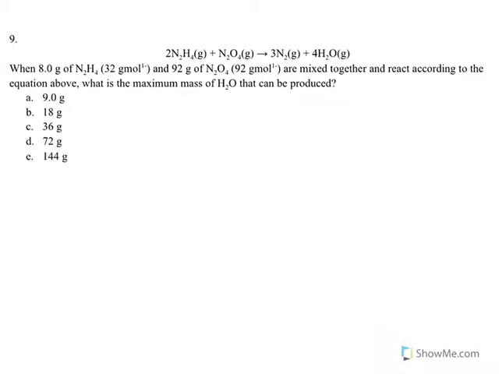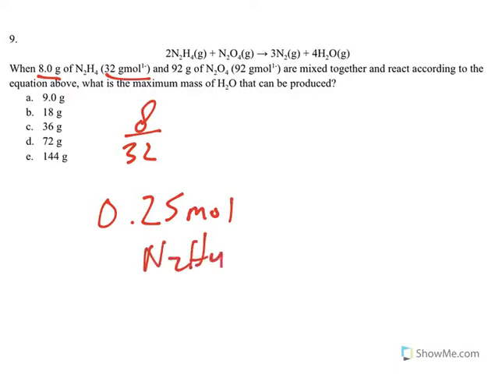In the next problem, you have 8 grams of N2H4, and they give us the molar mass, and 92 grams of N2O4, and we're given the molar mass, and they're mixed together. What's the maximum mass of H2O that can be produced? So, again, if you can see that we have 8 grams out of 32, well, 8 out of 32 means that we have 0.25 mole of N2H4, and we have 92 grams of a substance that has a molar mass of 92 grams, so we have 1 mole of N2O4. So what's the maximum mass of H2O that can be produced?